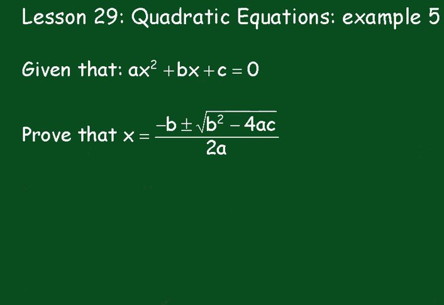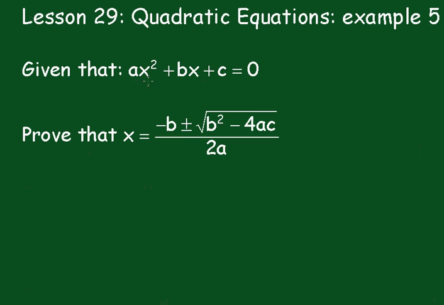Lesson 29, Quadratic Equations, Example 5. Given that ax squared plus bx plus c equals 0, we have to prove that x equals minus b plus or minus the square root of b squared minus 4ac all over 2a. Now this is a very important formula. Okay, let's start off with the formula here.